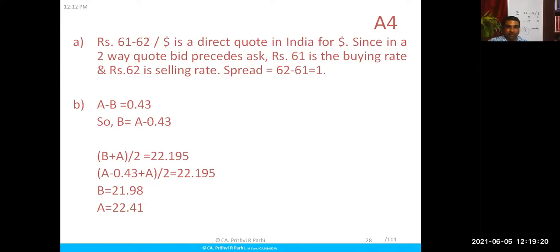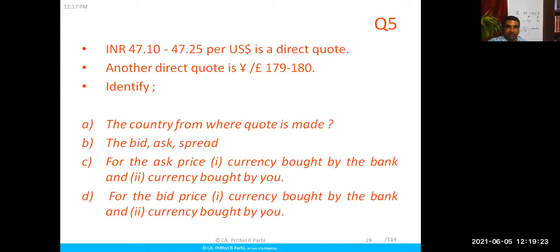Okay, let's move ahead. Let us try to solve this question. You see, rupees 47.10 and 47.25 per US dollar is a direct quote. Now you understand which currency is quoted by which currency. Another direct quote is yen by pound, 179, 180.